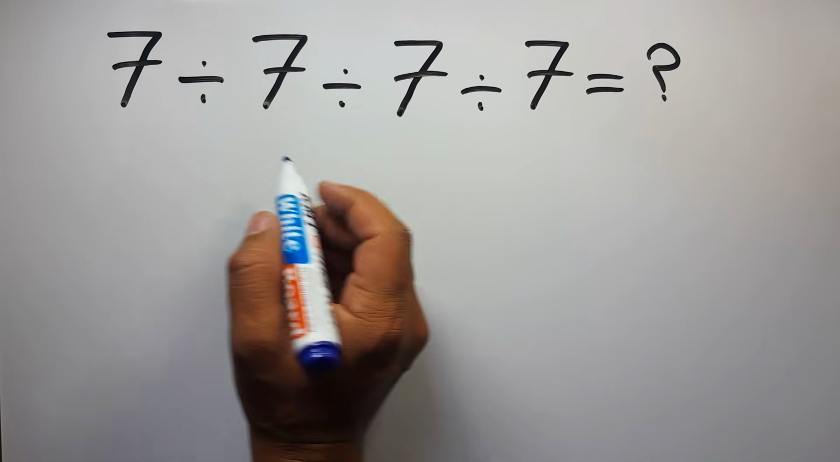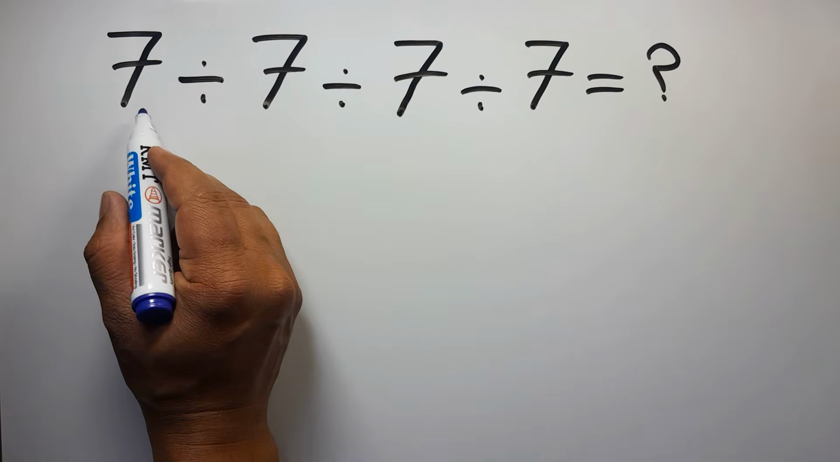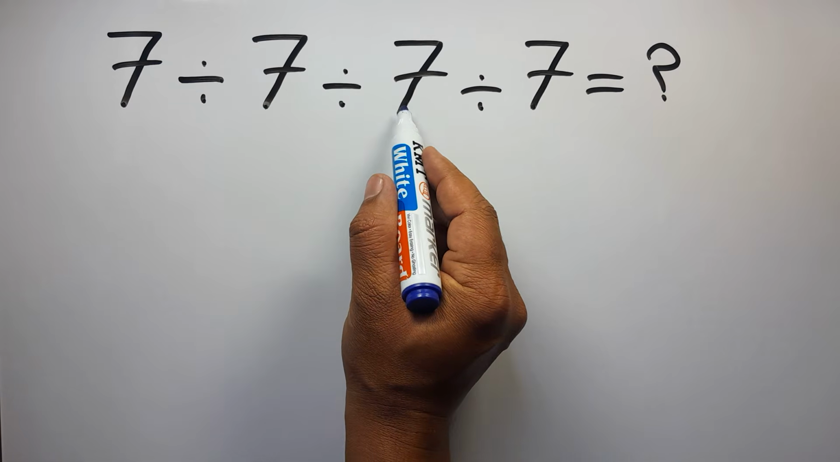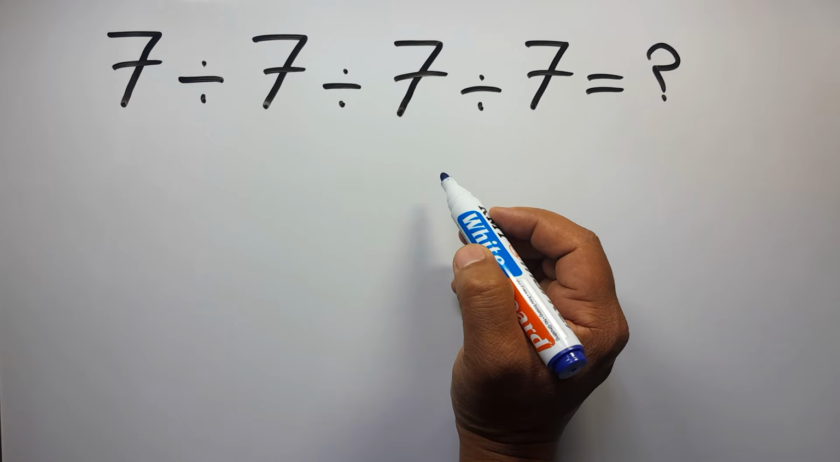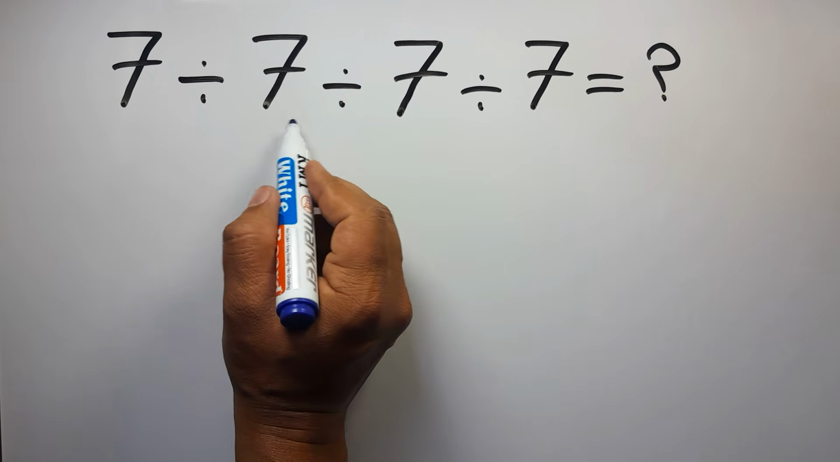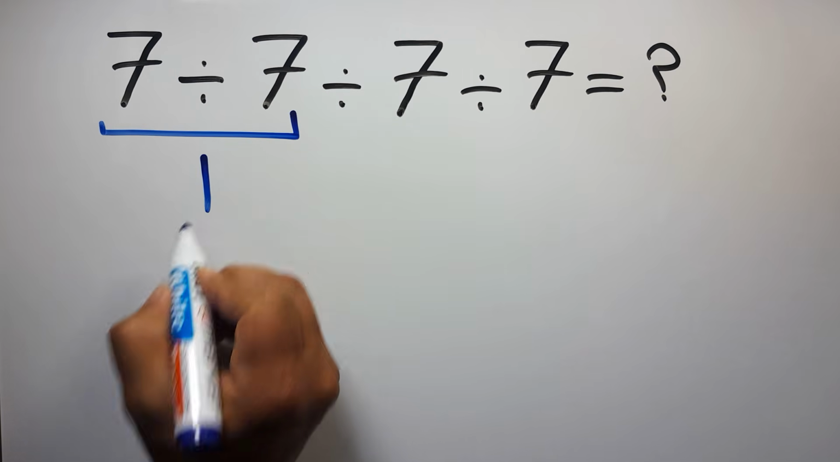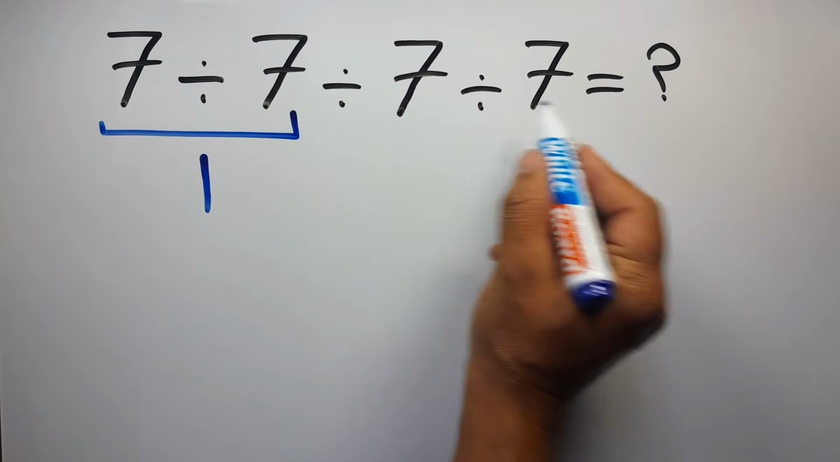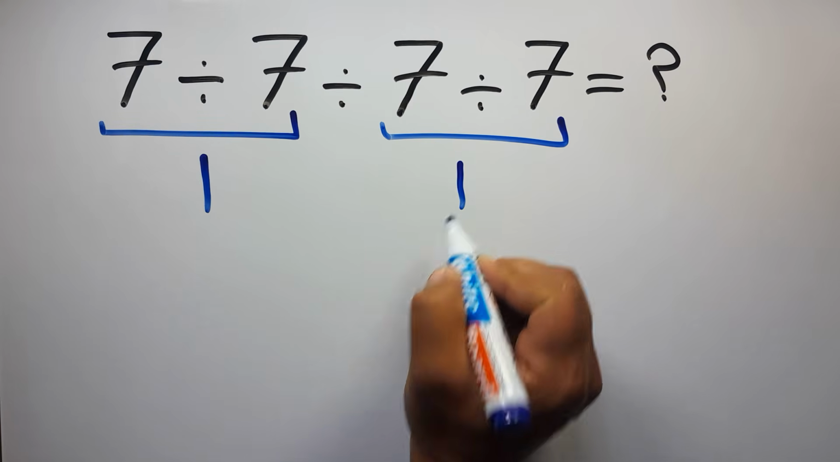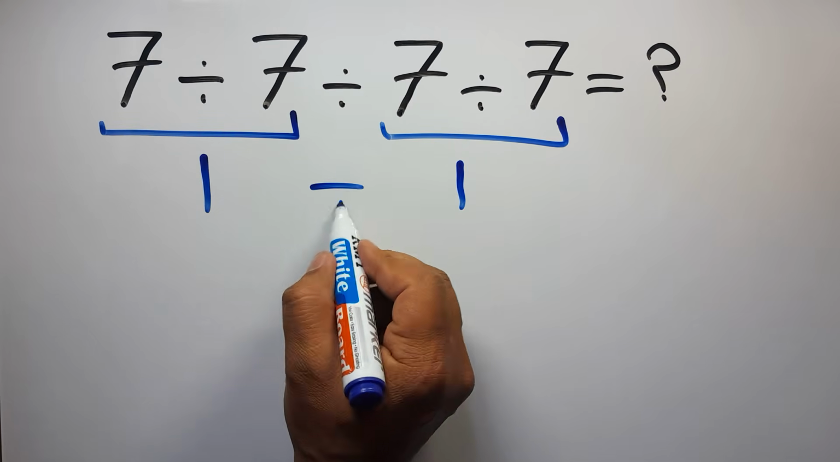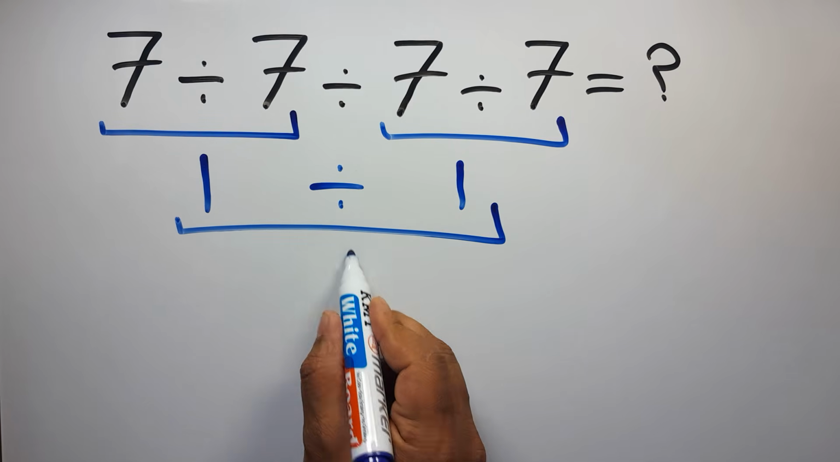In this video, we want to find the value of this expression: 7 divided by 7 divided by 7 and again divided by 7. 7 divided by 7 gives us 1. And again here we have 7 divided by 7. So 1 divided by 1 is just 1.